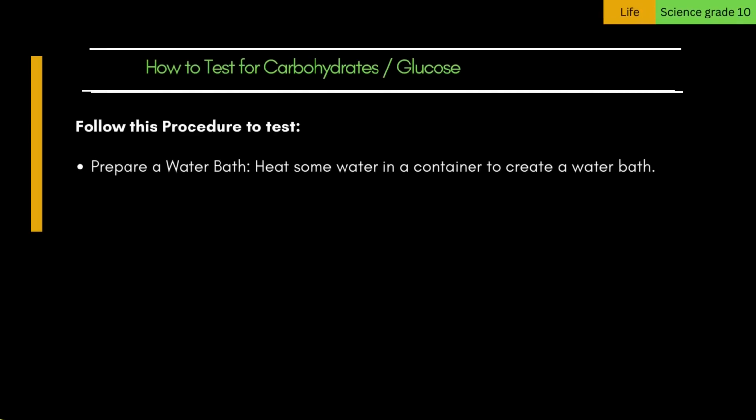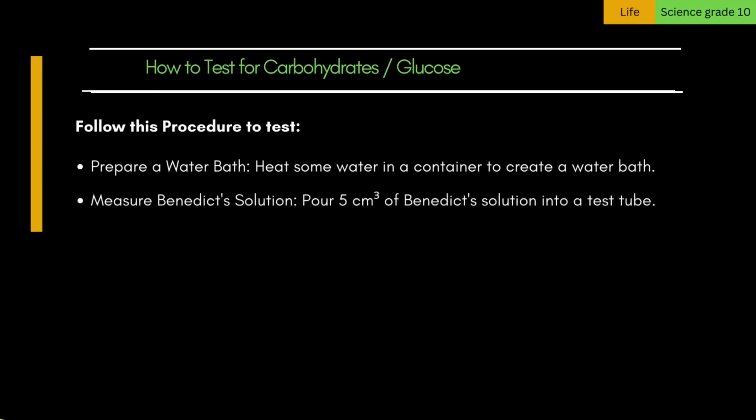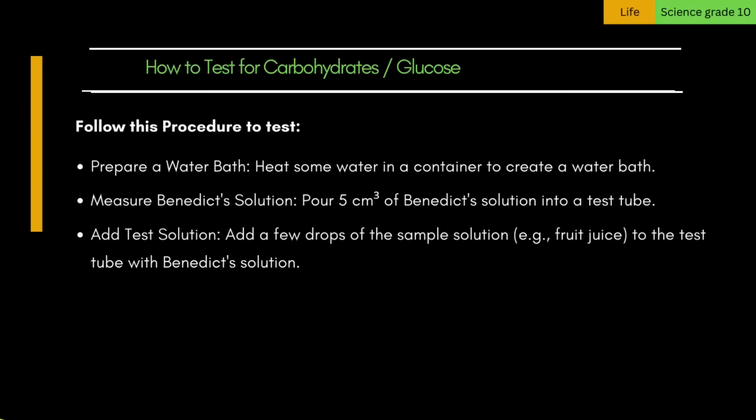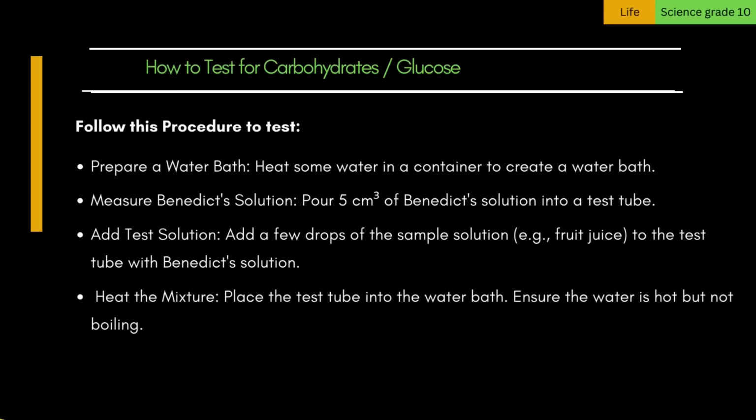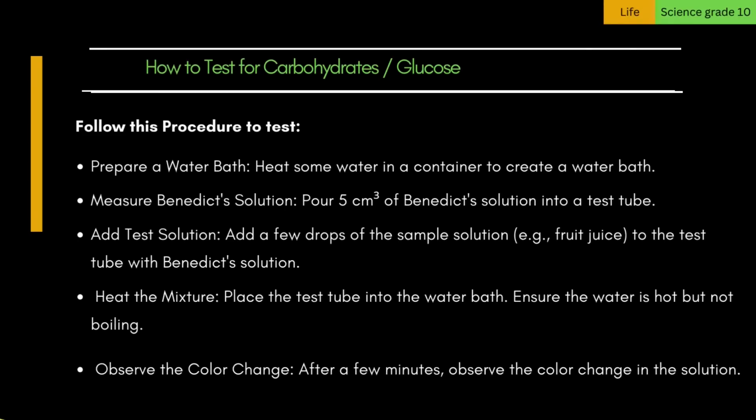1. Prepare a water bath. Heat some water in a container to create a water bath. 2. Measure Benedict's solution. Pour 5 cubic centimeters of Benedict's solution into a test tube. 3. Add test solution. Add a few drops of the sample solution, e.g., fruit juice, to the test tube with Benedict's solution. 4. Heat the mixture. Place the test tube into the water bath. Ensure the water is hot but not boiling. 5. Observe the color change. After a few minutes, observe the color change in the solution.